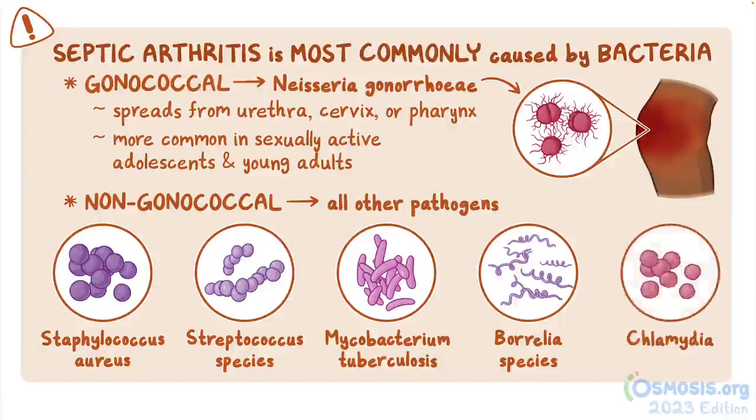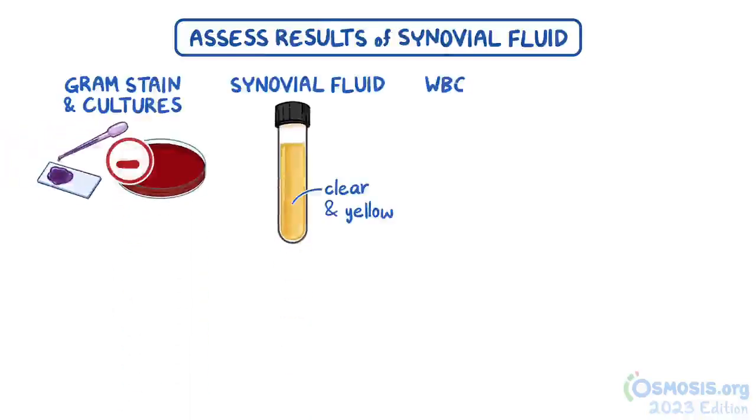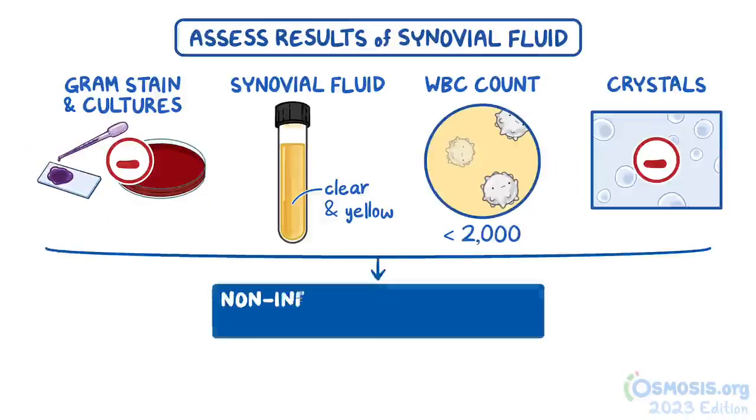Okay, now that you've obtained synovial fluid and started empiric antibiotics, you should next assess the results of the synovial fluid. If the gram staining cultures are negative and the synovial fluid is clear and yellow with a white blood cell count less than 2,000 and is negative for crystals, you should consider non-inflammatory arthritis, such as osteoarthritis.